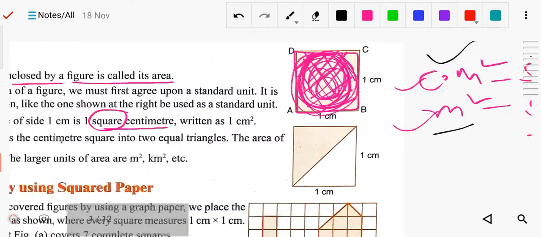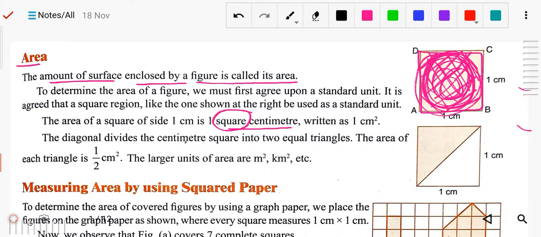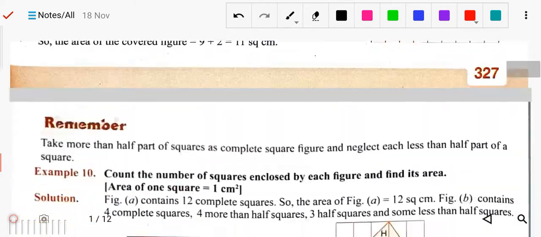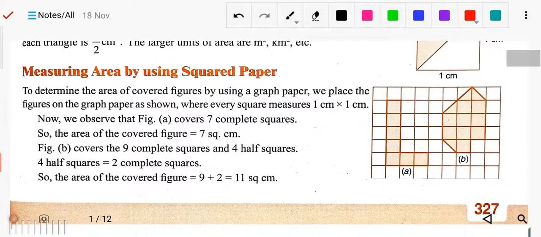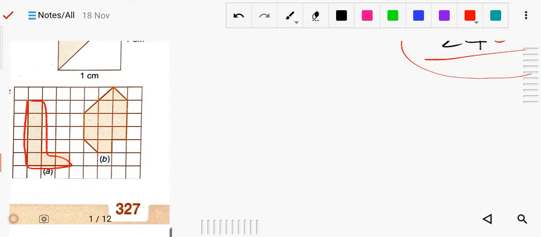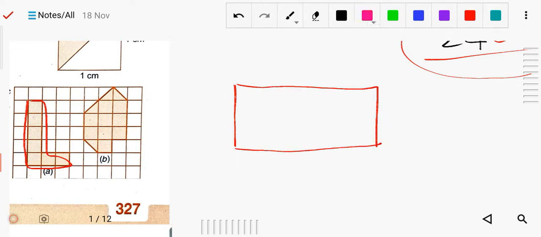Now, measuring area by using squared paper, means in the chart paper you can also measure it. There are some rules for how you can do this using the chart paper. Very simple. Suppose a figure is given with dimensions 6 and 4, and you have to find its area without calculating. With the help of graph paper, that is square paper, you can calculate.